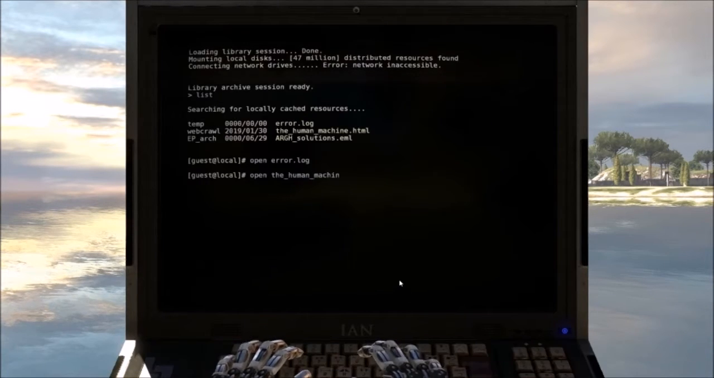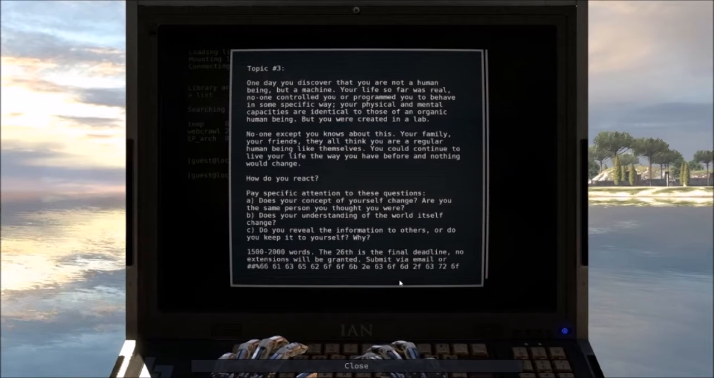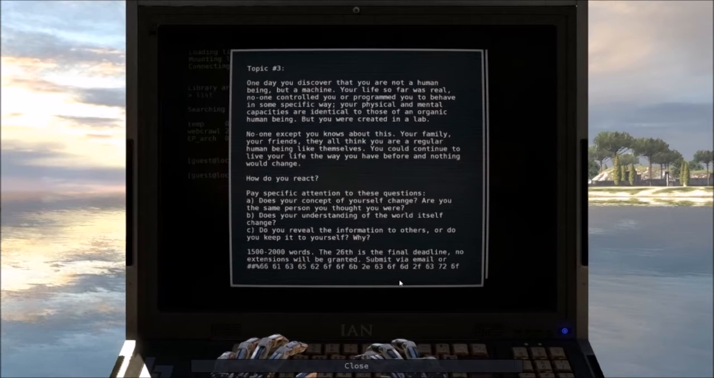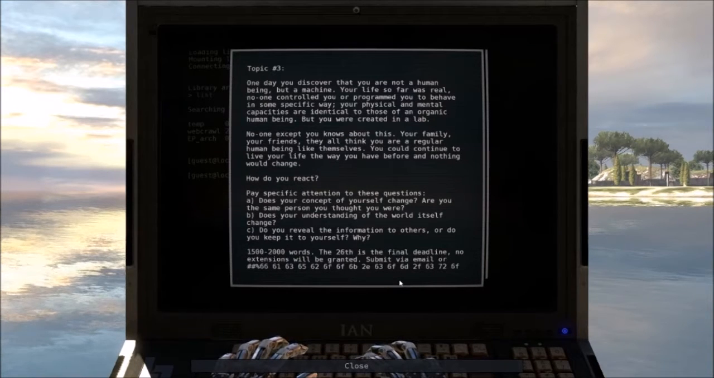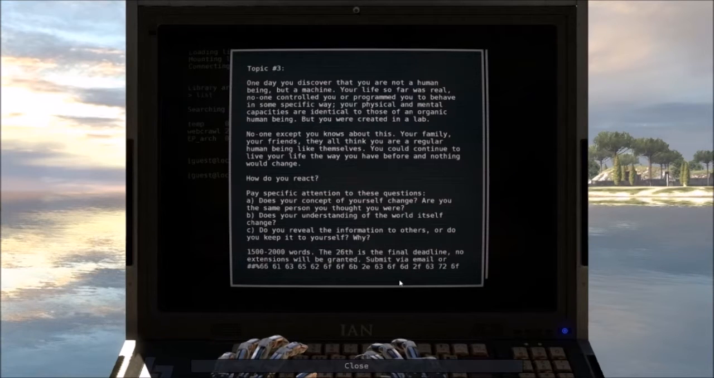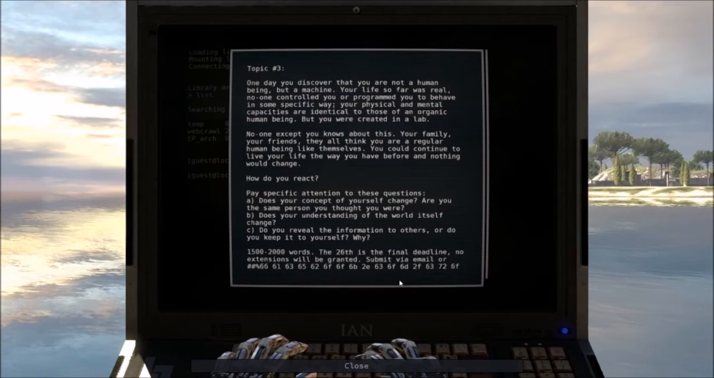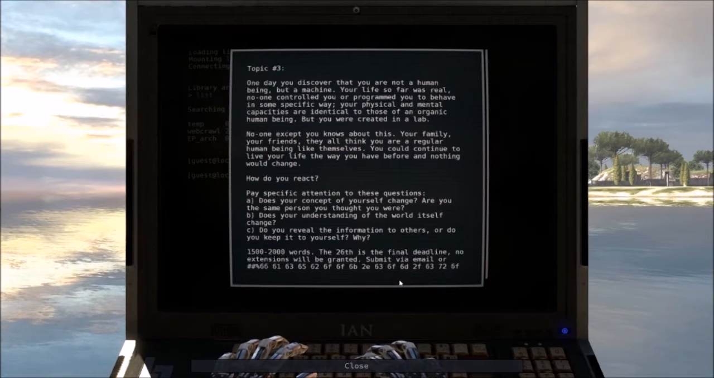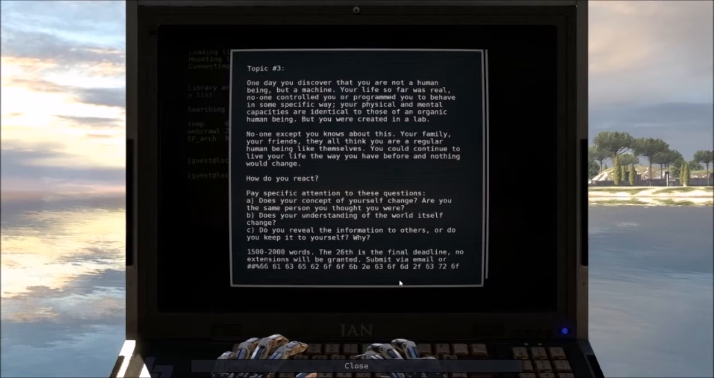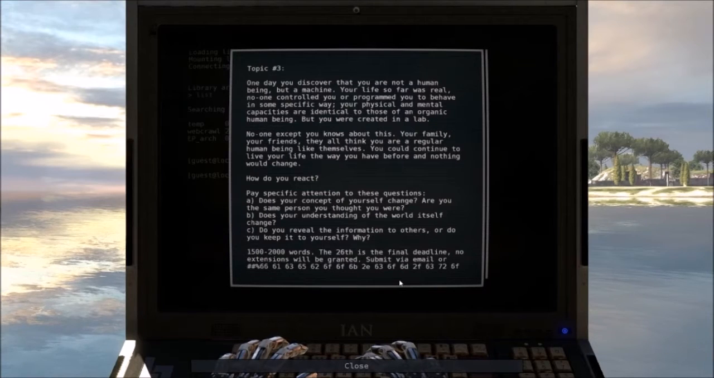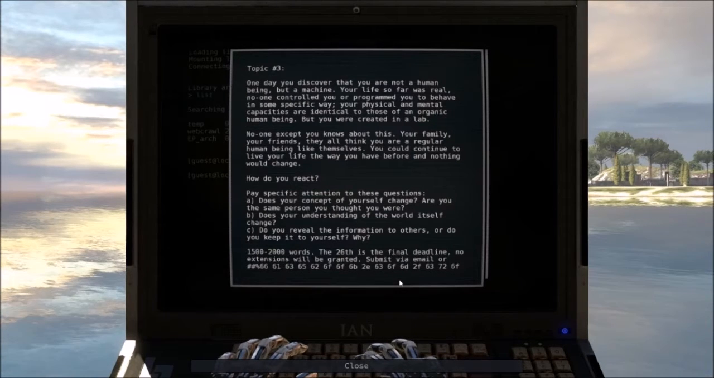The human machine. Topic number 3. One day you discover that you are not a human being, but a machine. Your life so far was real. No one controlled you or programmed you to behave in some specific way. Your physical and mental capabilities are identical to those of an organic human being. But you were created in a lab. No one except you knows about this. Your family, your friends, they all think you are a regular human being like themselves. You can continue to live your life the way you have before and nothing would change.